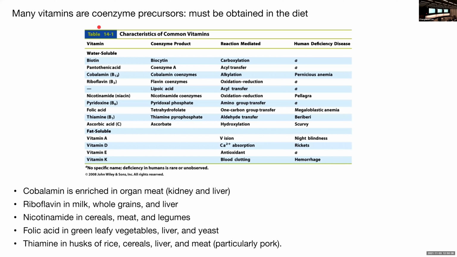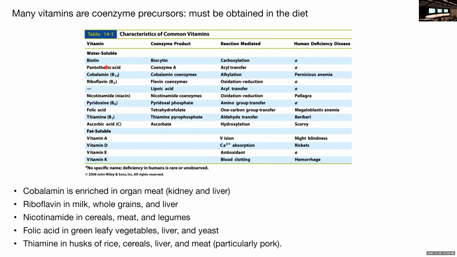Again, many vitamins are coenzyme precursors, so they must be obtained from the diet. And these are the examples that you're probably familiar with, quite a few of them here, like biotin, riboflavin, folic acid, or ascorbic acid, and so on, as well as vitamins A, D, E, K, and so on. And they have the matching coenzyme products here, which are important for enzymatic reactions. And these are the kinds of reactions that are involved, as well as the relationship to human deficiency diseases like scurvy or hemorrhage and so on.